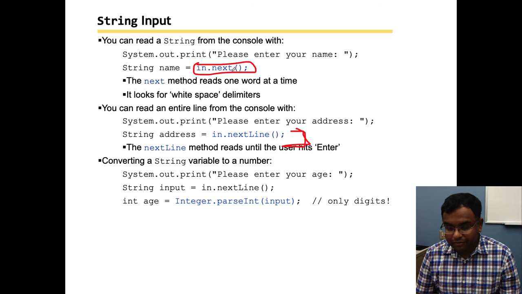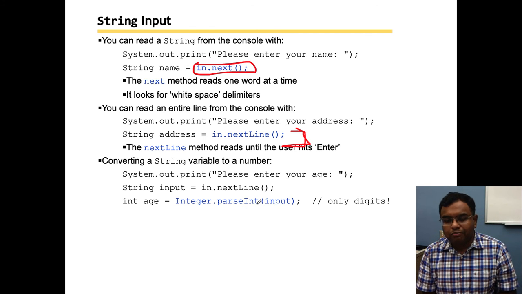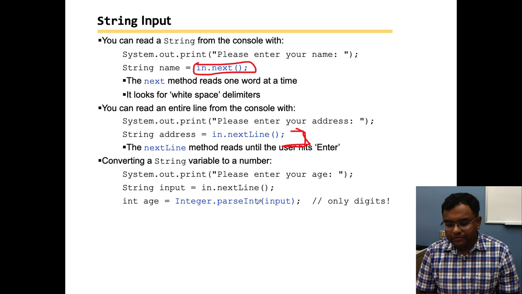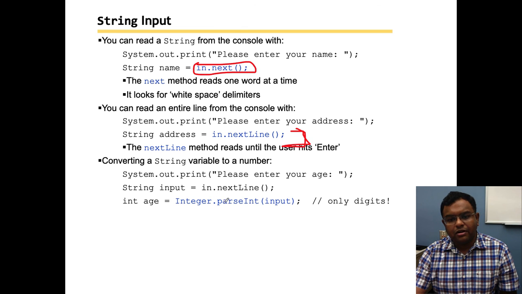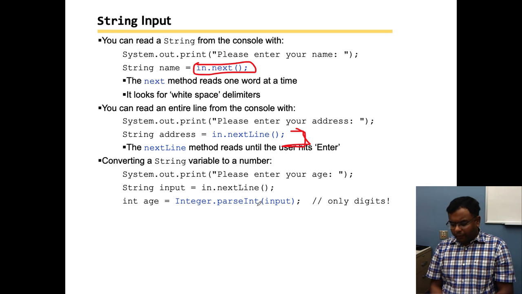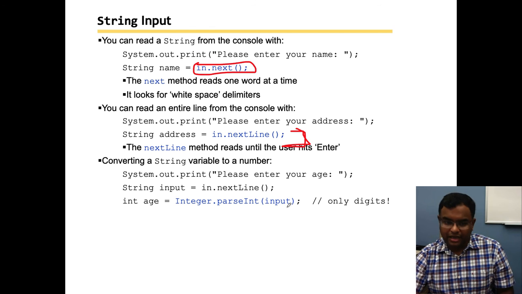Then we have widely used functions like parseInt and parseDouble. Integer is a class here. The Integer class has a function called Integer.parseInt that will convert an input string into an integer. It will raise a NumberFormatException if the input string is not of integer type.